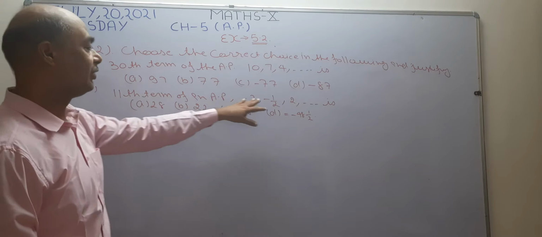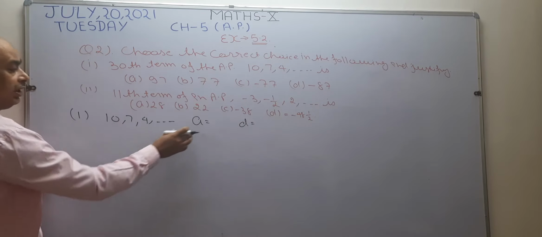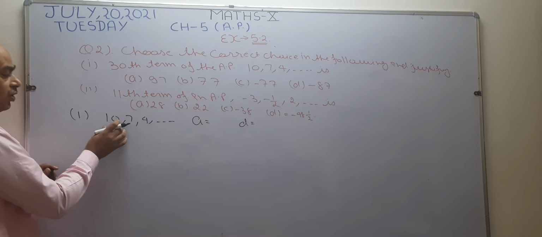In the first part, AP is given: 10, 7, 4 and so on. From this AP, first we have to find the value of A and after that the value of D. A is the first term of an AP. First term of AP is 10. So A becomes 10. Simple. After that we are going to find the value of D. D means common difference. So for finding the value of D, formula is A2 minus A1.